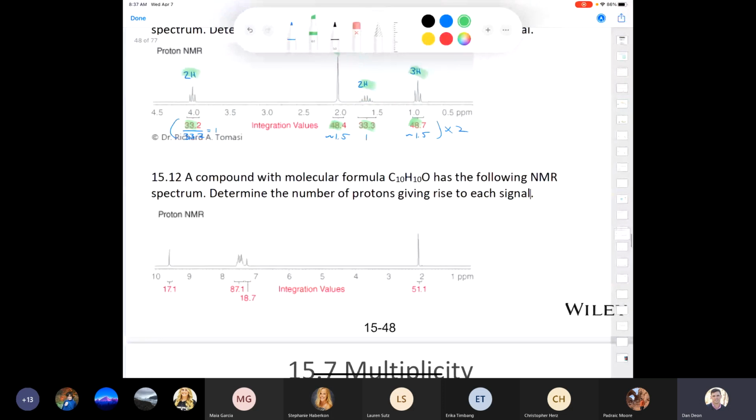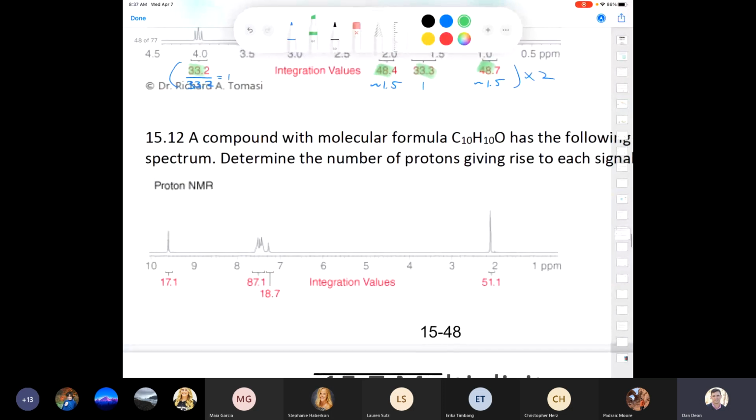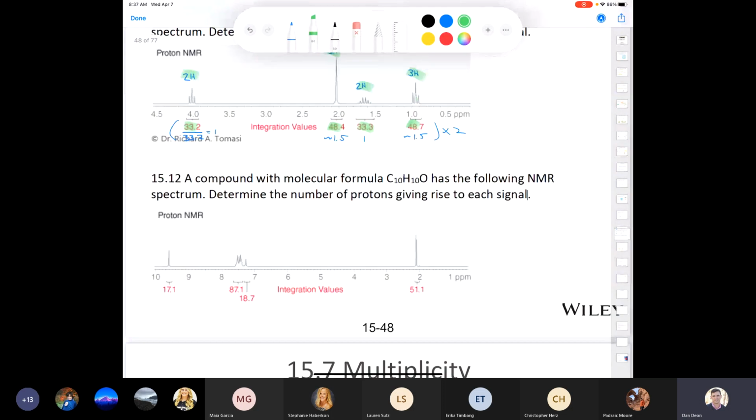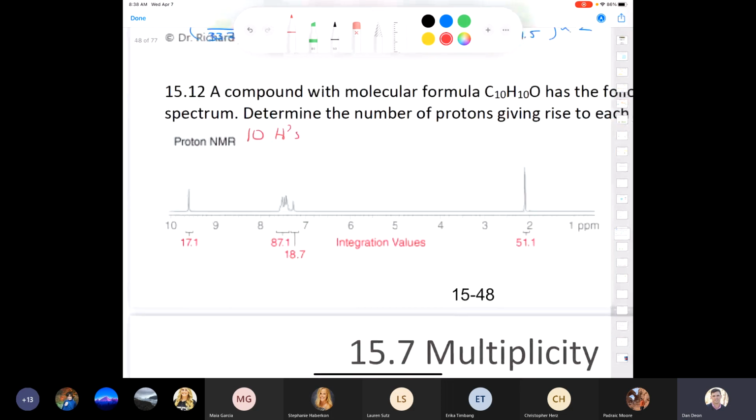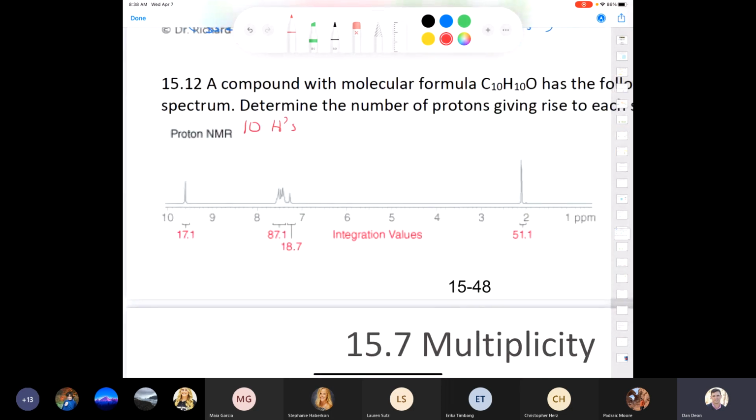Let's try one more, and I'm going to get you to try and solve this one for me. Here we have another compound that's got 10 protons in it, so 10 protons in the entire molecule. Now we have all of our integration values down here at the bottom: 17.1, 87.1, 18.7, and 51.1. What you're going to do is divide each one of these by 17.1.